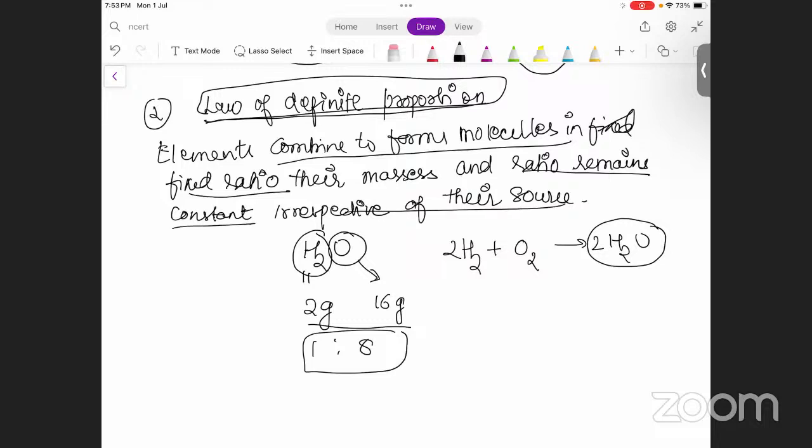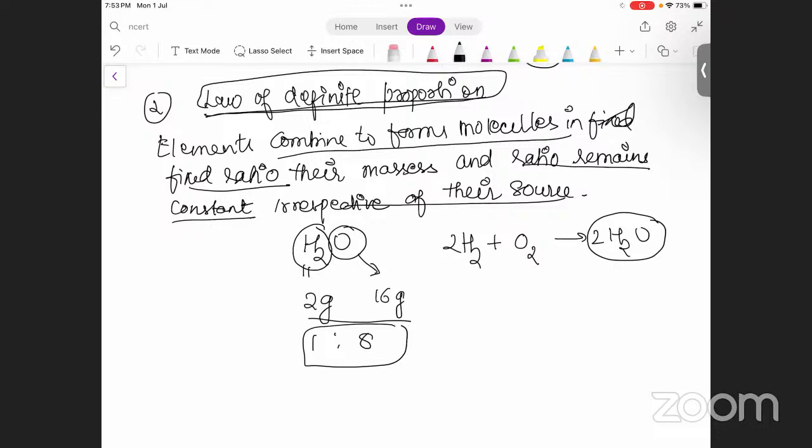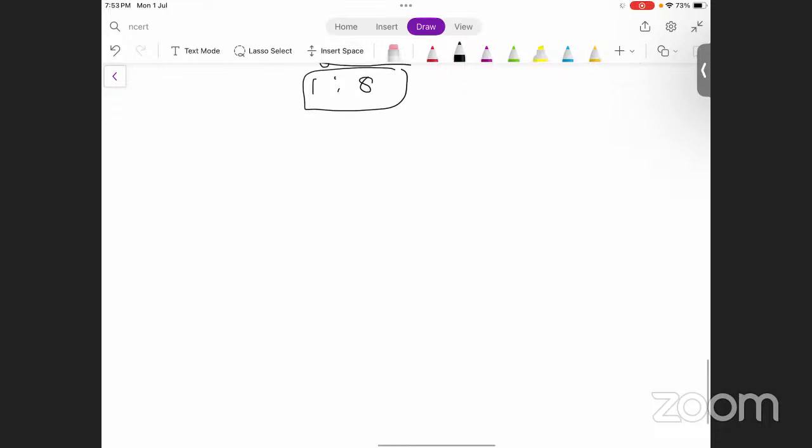So it does not depend whether the water was prepared in the lab or brought from nature. For example, if I bring it from some lake or sea, or if I take rainwater, the ratio of their masses will remain the same irrespective of the source. So I hope there is no doubt in the law of definite proportion. Now, the next law, which is very important for us and a little difficult to understand from the textbook, is the law of multiple proportion.